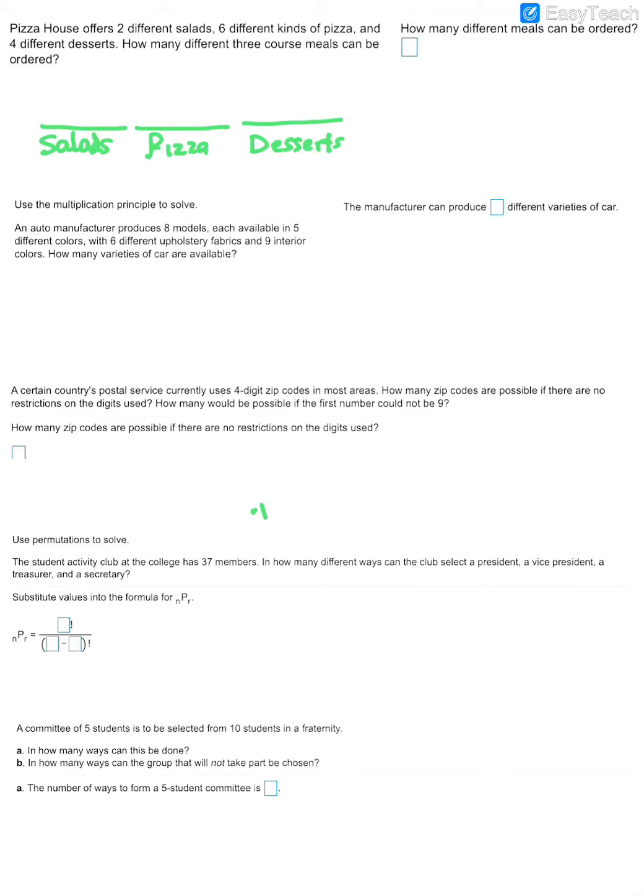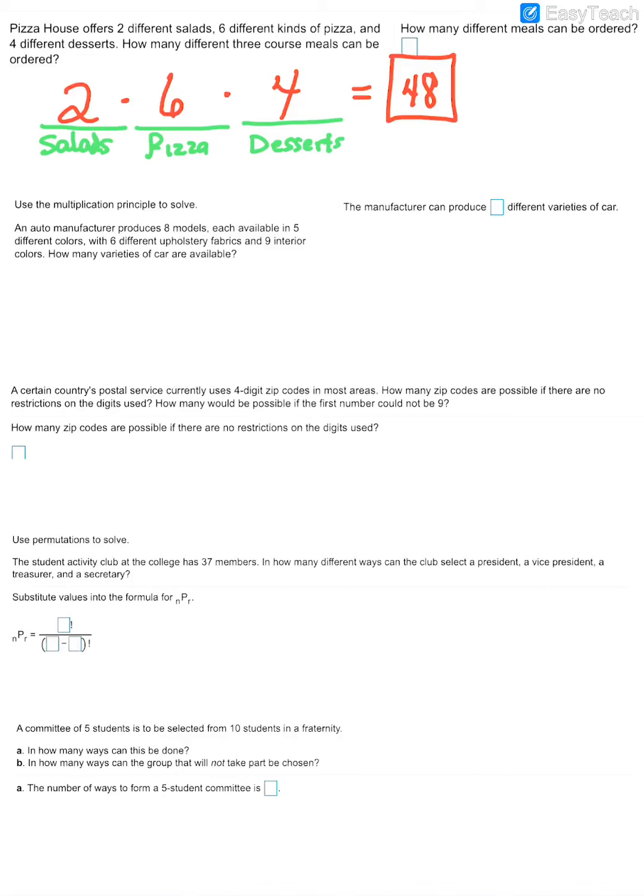And so we use something called the multiplication principle, where we're going to take the number of outcomes at each stage multiplied by the outcomes of future stages. So I first have to choose my salad, and there are 2 choices, times. Then I have to choose my pizza. There are 6 different kinds of pizzas, times. Then I choose my dessert, and there are 4 different desserts. So if I multiply 2 times 6, I get 12. Times 4 would give me 48 different meals that could be ordered.